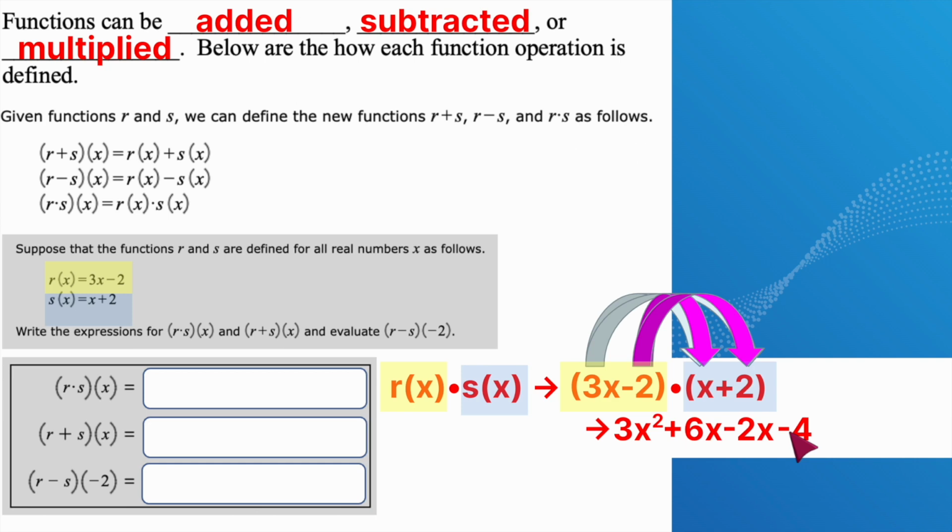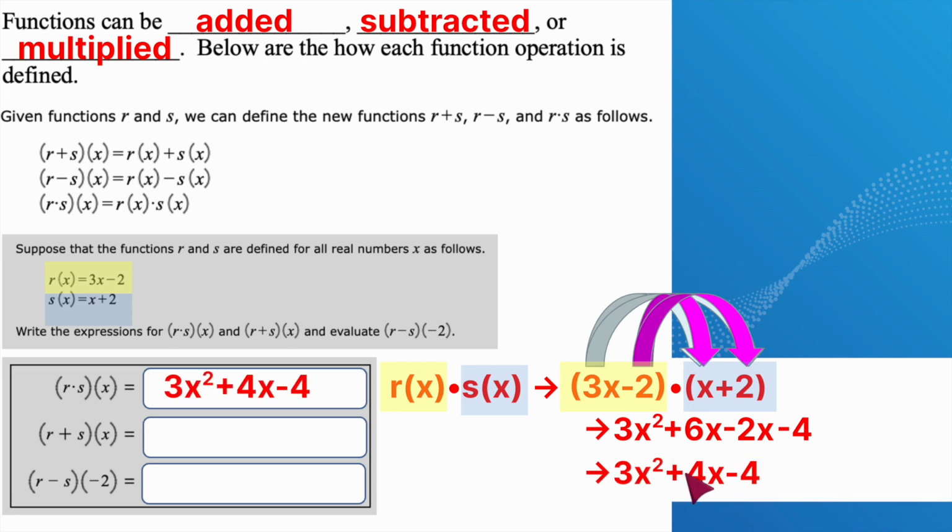The last piece here is just to combine like terms. The only like terms I have here are in the middle, because terms have to have not only the same variable, but the same exponent also. So x squared is not the same as x. But I do have 6x minus 2x, so I can combine those and get 4x. So I have 3x squared plus 4x minus 4. That is the combination of these using multiplication.